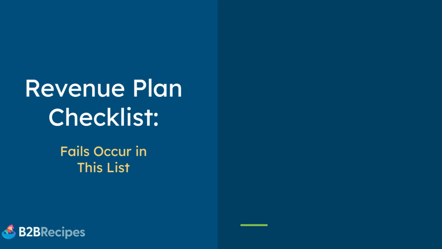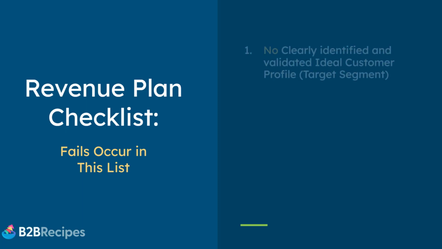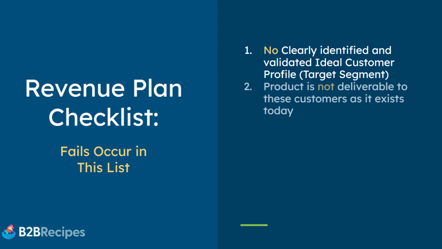As you probably recall from our previous video, this is the list that we use as a checklist to make sure that everything is in place for us to have a reasonable revenue plan. First, we want an identified and validated ideal customer profile for our target segment. We want a product that's deliverable to these customers as it exists today or within a reasonable period of time, say 30 to 60 days.